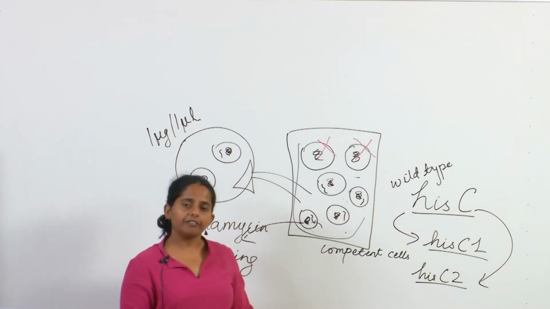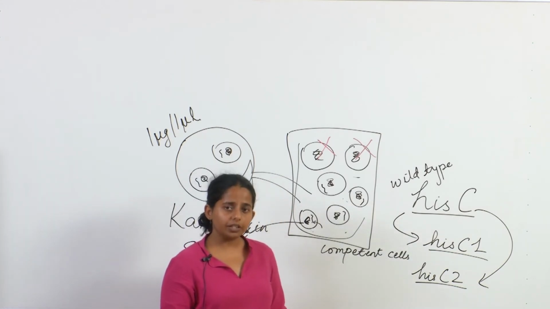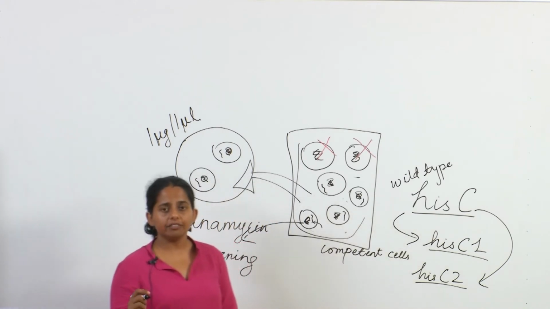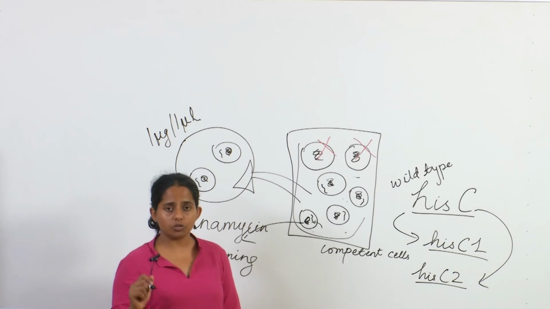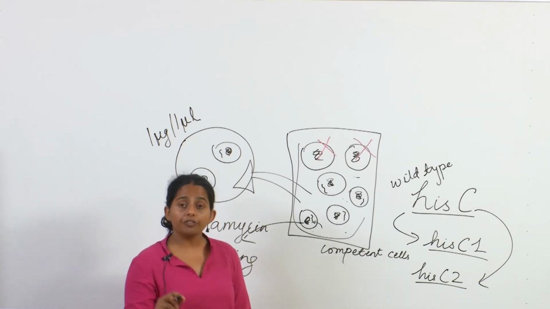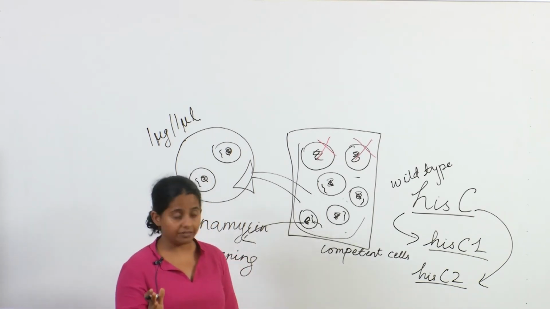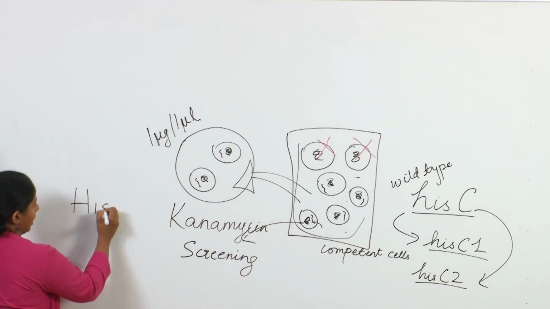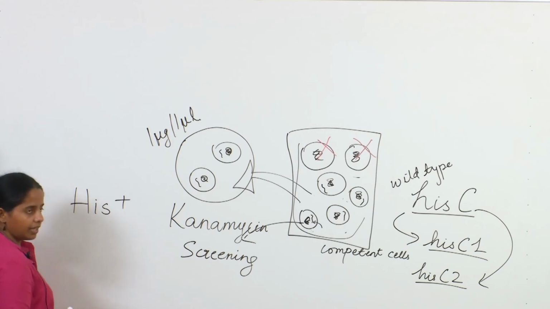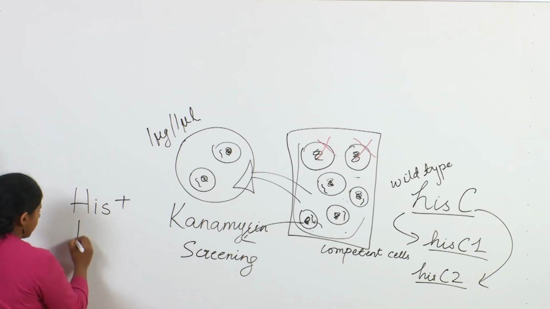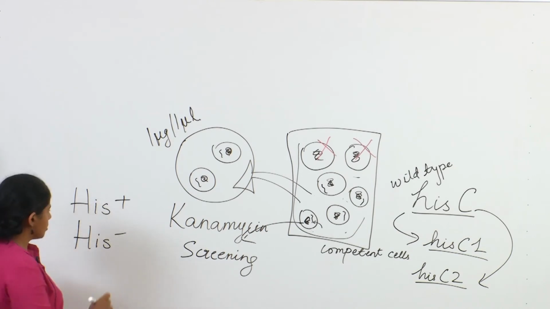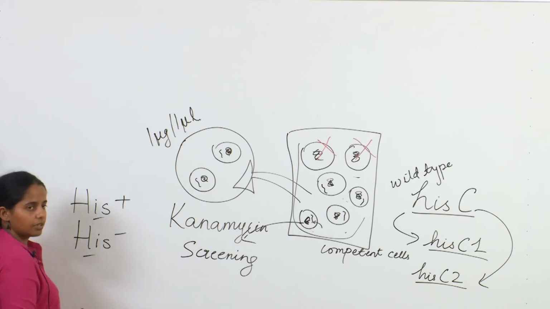Now, if we have phenotypical differences, then we do not use italics, we write them normally, and we often write plus or minus to show phenotypical difference. Remember, phenotypical differences are observable differences. So, ability to synthesize histidine could be HIS plus, yes it can do it, or HIS minus, no it cannot. So, this is your wild type and this is your mutant.